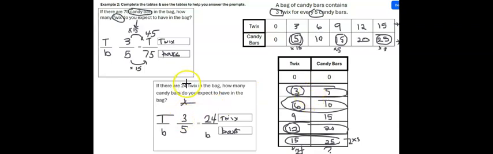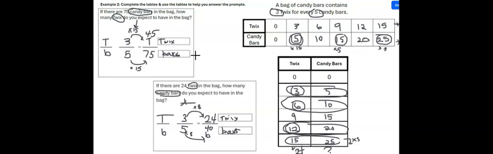I chose the one that was in the reading initially, and Twix and candy bars, circle my units. I'm going to stick with the 3 to 5. And then what I'm going to do is look to see what I have to do to 3 to get that 24. I have to scale it up by 8 times. So that means I got to scale my 5 up 8 times. And I end up with 40 bars. So there you have it.